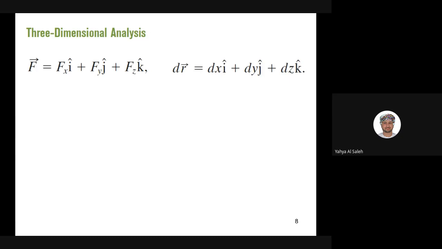What if I have something in 3 dimensions? So my force is not only in the x-axis, I have a 3-dimensional force, Fx, Fy, Fz, and I am working in 3-dimensional space, so x, y, z. I have dx, dy, dz. What do I do then? How do I calculate the work?